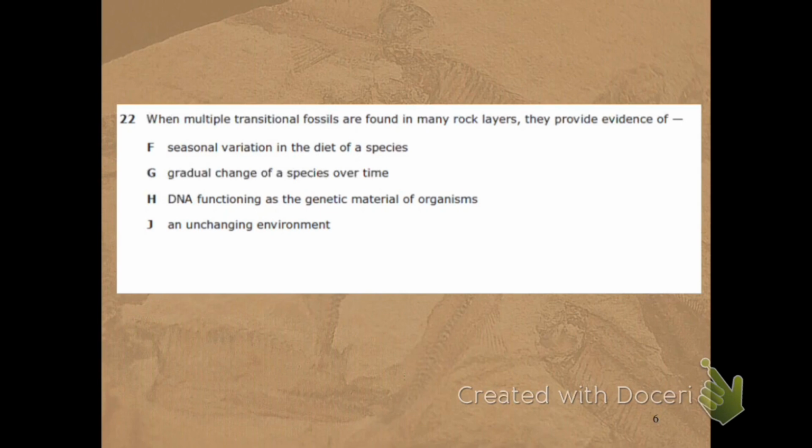F will be 1, G will be 2, H will be 3, J will be 4. When I read this question, think about your answer. You're going to hold up what you think the correct answer is with your fingers. When multiple transitional fossils are found in many rock layers, they provide evidence of 1.